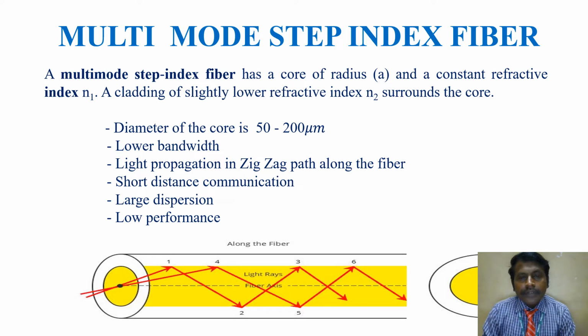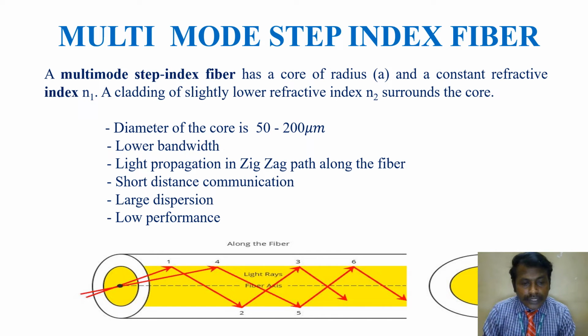A multi-mode step index fiber has a core radius a and a constant refractive index n1. So n1 is constant for the entire length, and a cladding of slightly lower refractive index n2 surrounds the core. Here the diameter of the multi-mode step index fiber is 50 to 200 micrometer, and the bandwidth is very low compared to single mode. Light propagates in a zigzag path along the fiber, and this is applicable for short distance communication. Here the dispersion is greater than in single mode fiber, and because of that dispersion the performance is low. Now look at the diagram where the signal propagates inside the fiber in multiple modes, so more than one path is taken by the light ray.